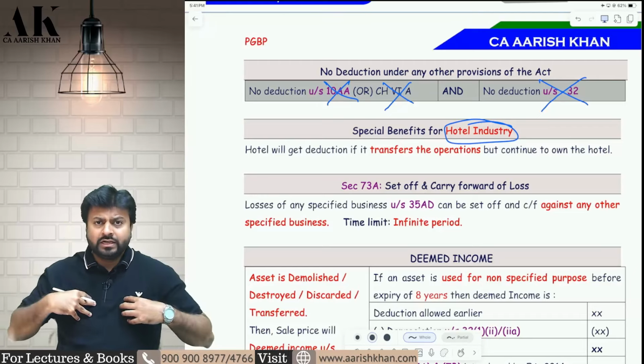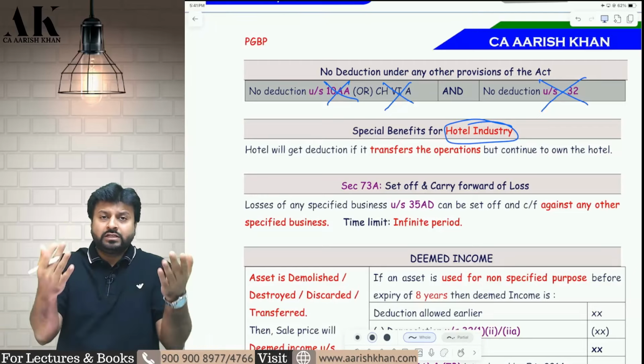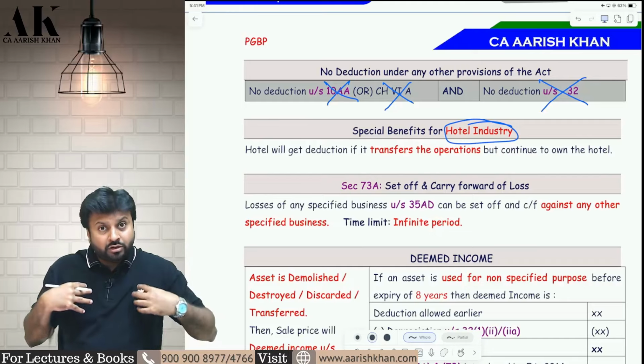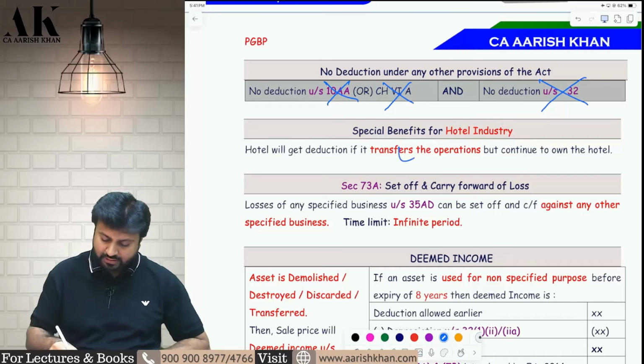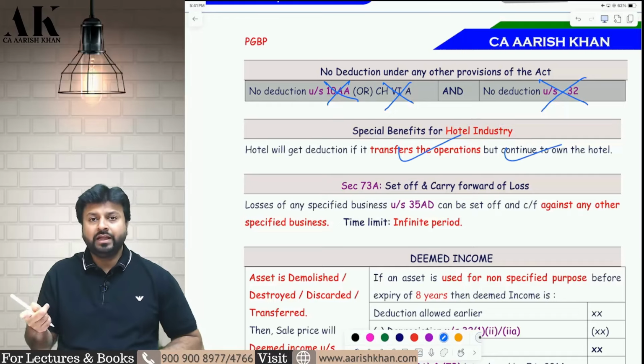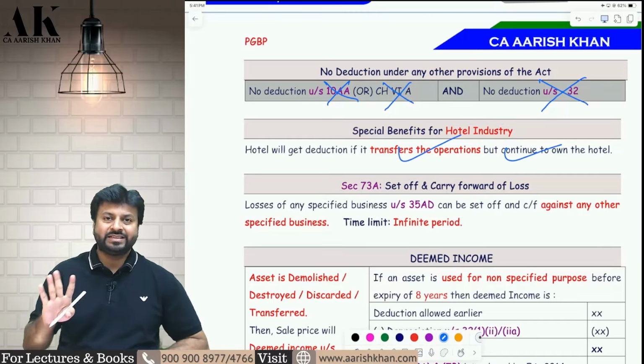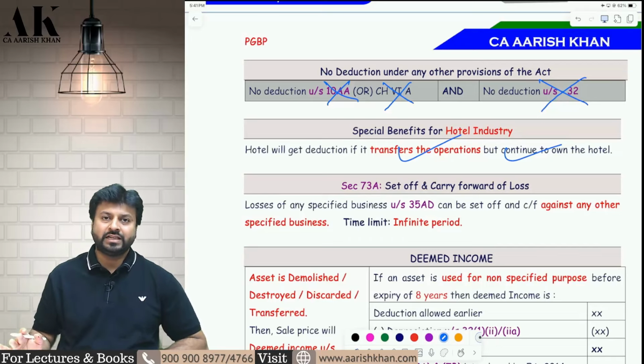If you are a hotel industry and you build the hotel and transfer the operations to somebody else but continue to own the hotel, then you will be eligible for deduction under 35AD. Check it please. There is no need for the assessee to do both building and operating. Operations can be given to somebody else. It is allowed.